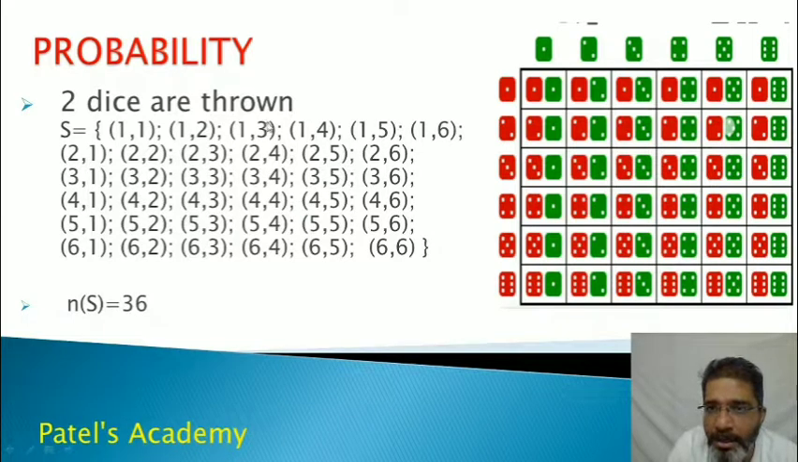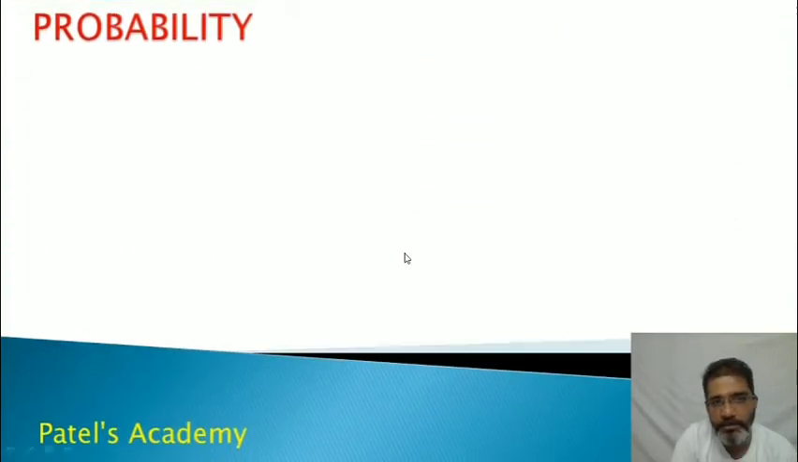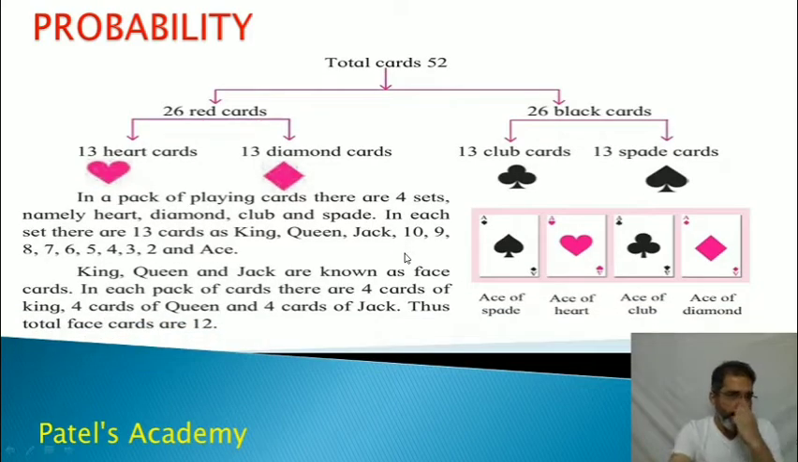Likewise, if I keep on taking all the possible outcomes, the last one I get is 6 on the red and 6 on the green. That is 6 comma 6. That is the last pair I have written here. So in total there are 36 outcomes. Okay. Now let us take an example of cards.